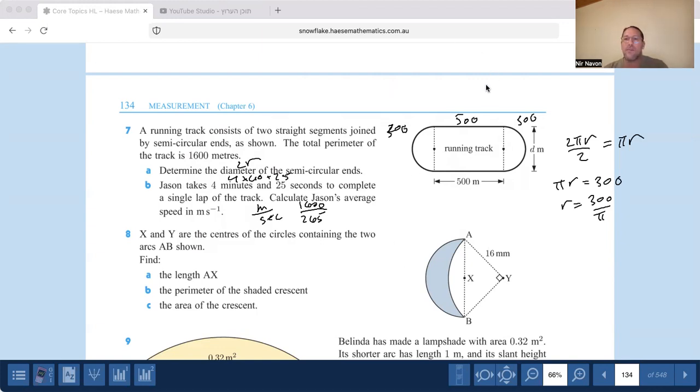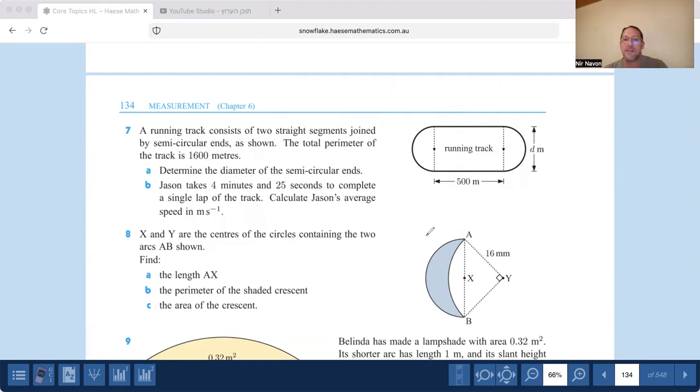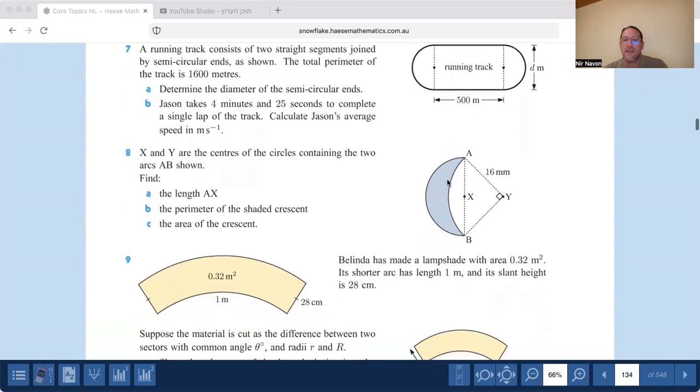And let's look at some more questions. This is the more interesting. When we need to find two figures, two parameters, those would be the more interesting questions. So X and Y are the centers of the circles containing the two arcs AB. For Y, that would be the arc, and for X, that would be the arc. Find the length of AX.